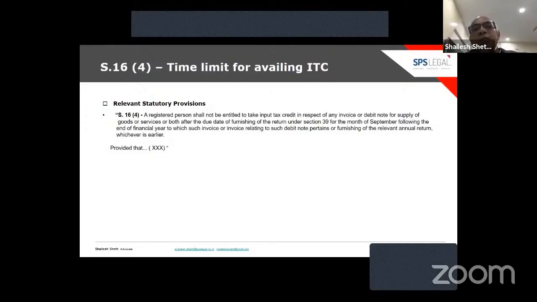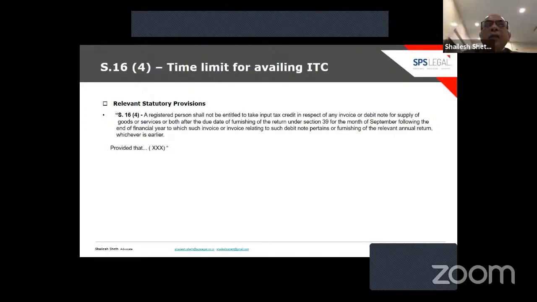So in other words, today in the current scenario, financial year 1920 के कोई भी invoice या debit note पे अगर मुझे credit लेनी है, तो either मुझे annual return 1920 की जो due date है, या फिर सितंबर 20 का जो return मुझे भरना है, which was yesterday, 20 October, इन दोनों में से जो तारीख सबसे पहले है उसके पहले मुझे वो credit लेनी है. In other words, for 1920 as per this provision, my right to claim the credit on invoices or debit note for last year has now expired yesterday. That is the sum and substance of this provision.